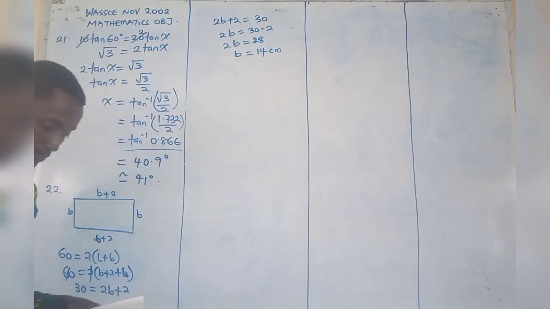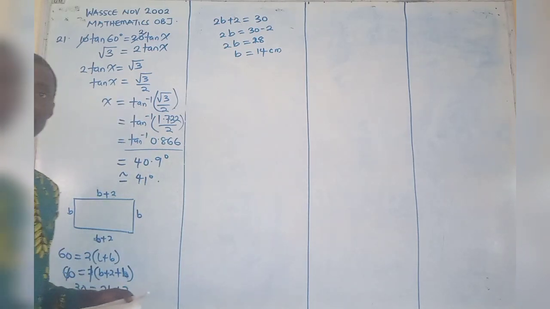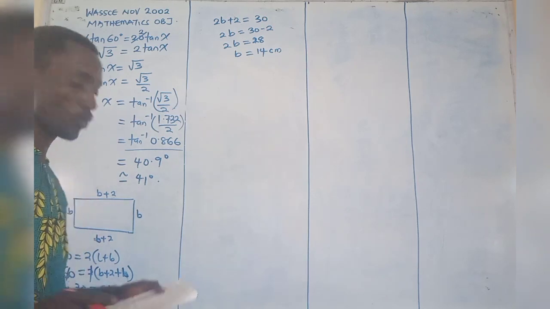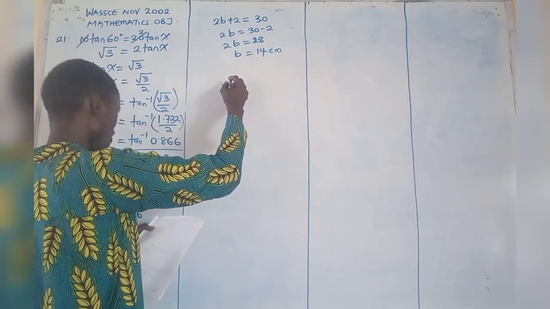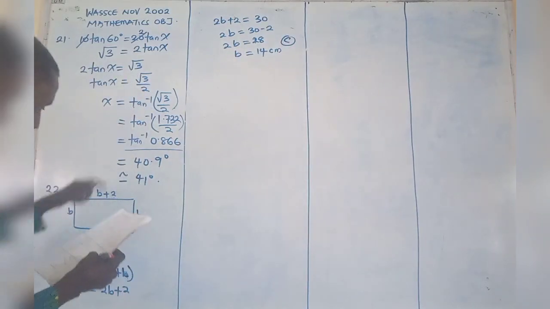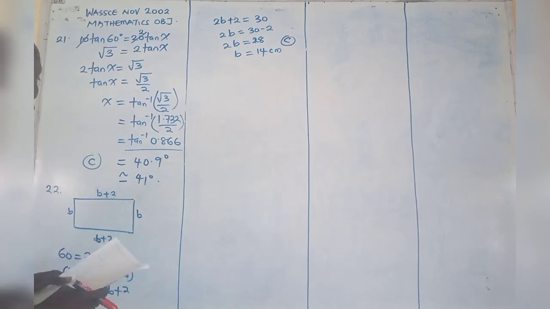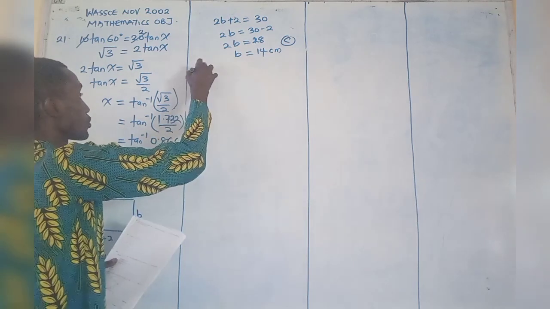Were we told to find the breadth? Yes. So if we're told to find the breadth, our answer obviously will be 14. And if you've done that exam, that will be C. I think for this one, the answer here is also C. Right? The answer for that is also C. We go to question 23.